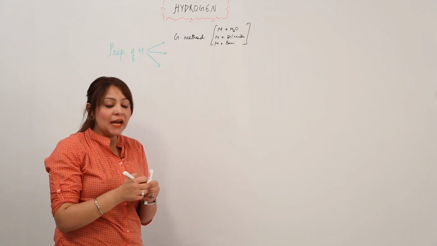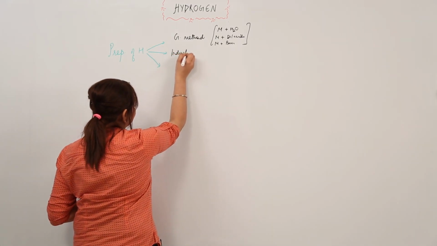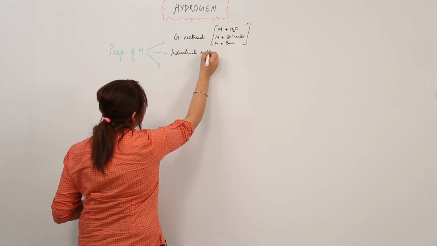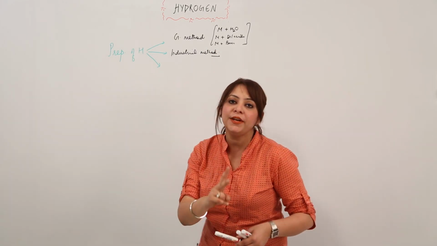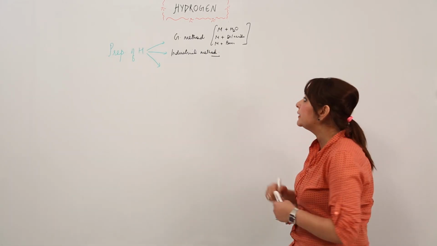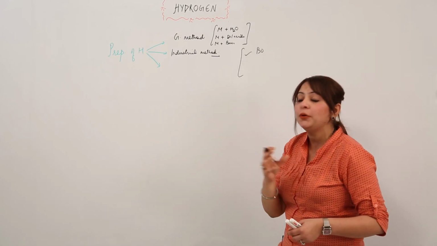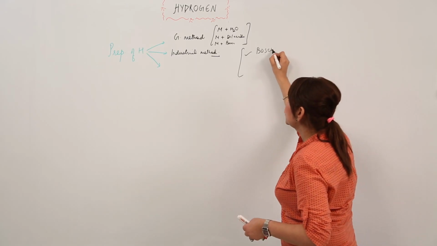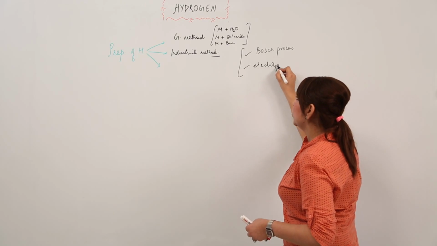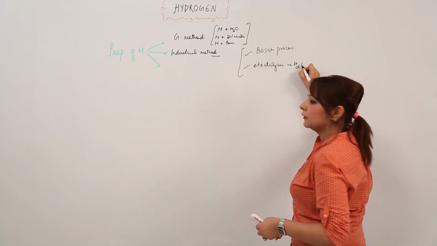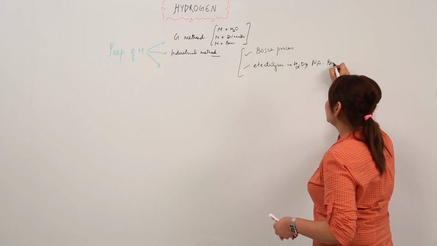Now we are starting with the second method of preparation, that is the industrial preparation. That means how hydrogen is prepared in the industries, right? We have got two methods by which hydrogen is prepared in the industries. One is the most popular process, that is the Bosch process, and the other one is the electrolysis of some substances like water, natural gas, brine solution, and so on.